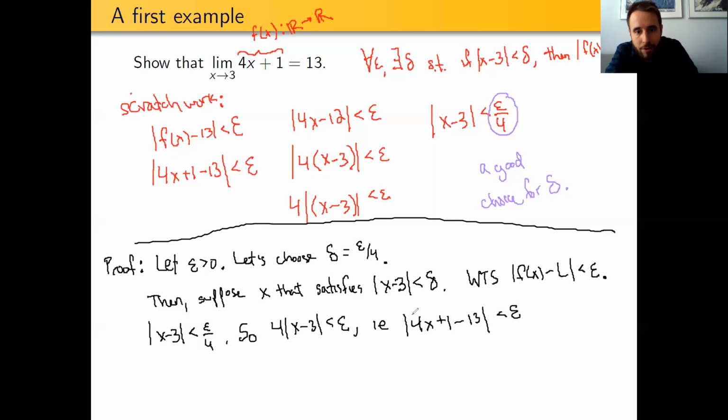But of course, I can group the 4x plus 1. I can group the 13. So this just becomes absolute value of f of x minus 13 is less than epsilon. And that is exactly what we wanted to show. So we can conclude that the limit of this function as x approaches 3 equals 13. Hooray!